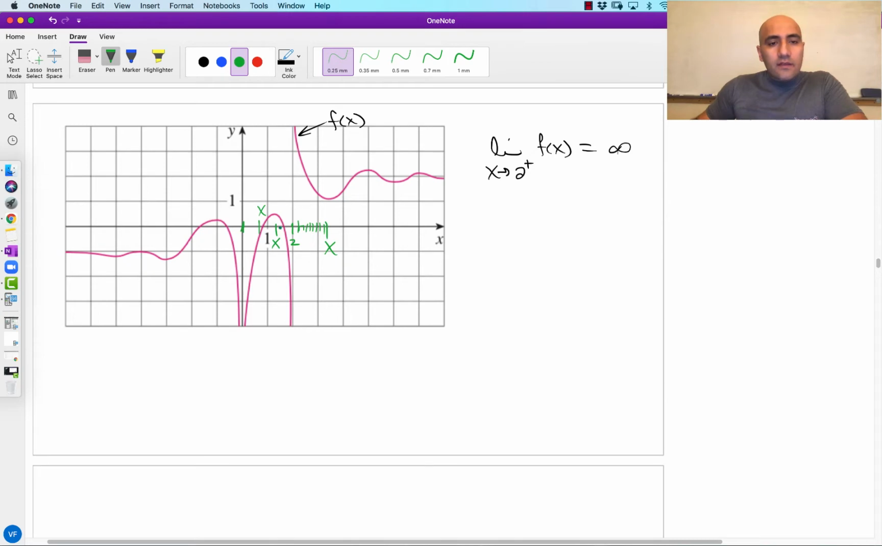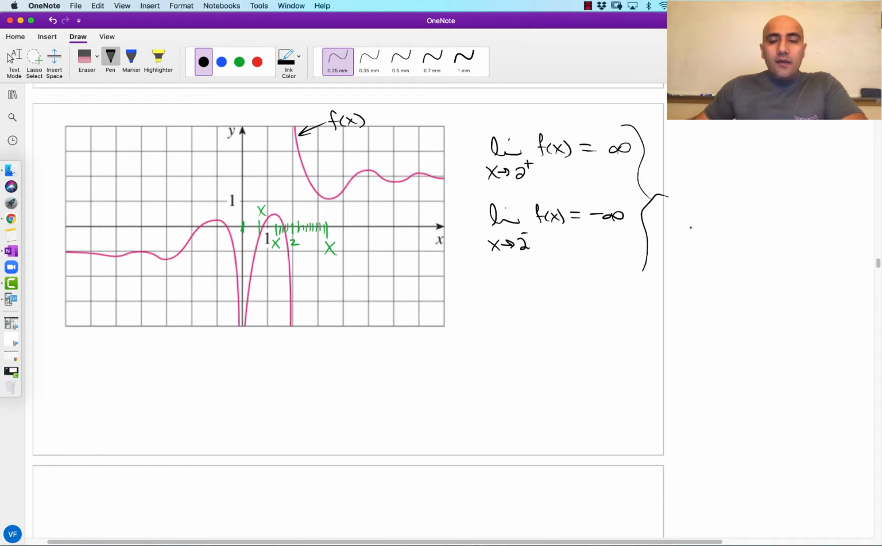On the other hand, if we approach 2 from the other direction, we choose an x value here, and then closer and closer to 2, but never actually 2, and always right below 2, like 1.9, 1.99, 1.9999. We get really close to 2. The outputs are growing toward negative infinity. So let's write that down. The limit as x approaches 2 from the left-hand side of f of x is equal to negative infinity.